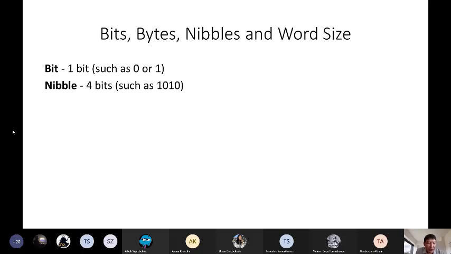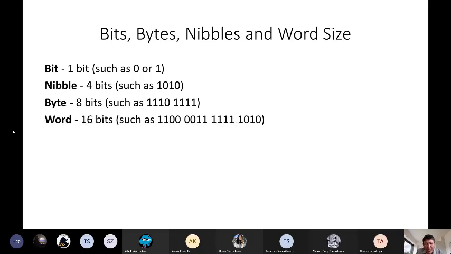So let's recall: 1 bit is just a 1 or 0. A nibble is just 4 bits, such as, for example, 101. You should know what a nibble is. It's just 4 bits. A byte is 8 bits, such as 1110 1111.